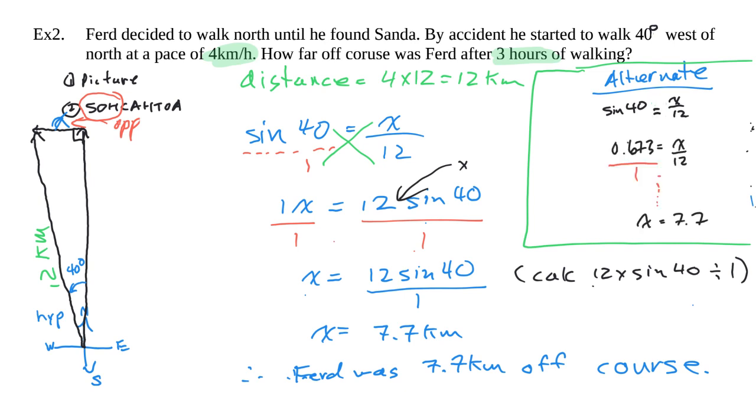All right, here is your alternate solution where you just calculate sine 40, and set it up as 0.673 divided by 1 equals x over 12. Do your cross product, and you end up with a value of x equal to 7.7, just like we have practiced over and over again from before. Now pause the video if you have to, rewatch it, and let's begin the next video.